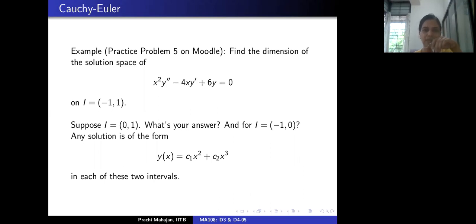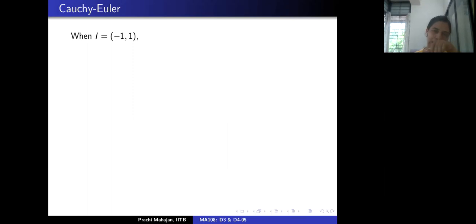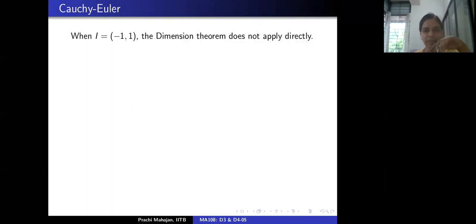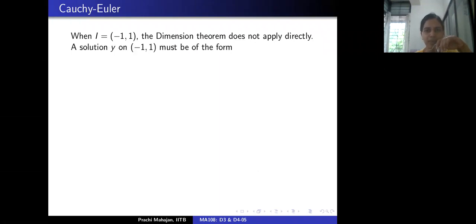Now let's see how we do this. Let's look at the case when I is the interval -1 to 1. We all agreed that the dimension theorem does not apply directly because the coefficients P and Q fail to be continuous at the point 0. However, we can say the following: any solution y of this ODE on the interval -1 to 1 must take the following form.